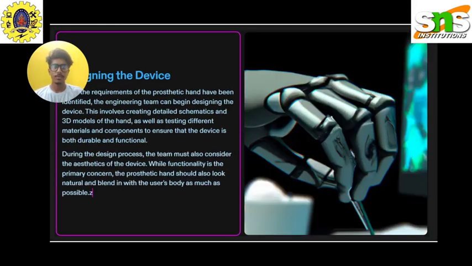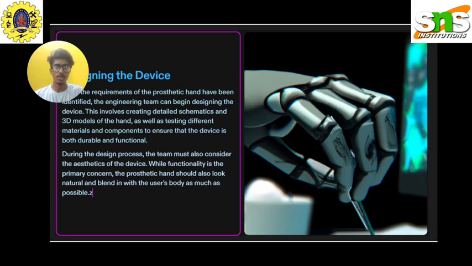device. Designing the device. Once the requirements of the prosthetic hand have been identified, the engineering team can begin the design of the device. This involves creating a detailed schematic and 3D models of the hand, as well as testing different materials and components to ensure the device is both durable and functional.